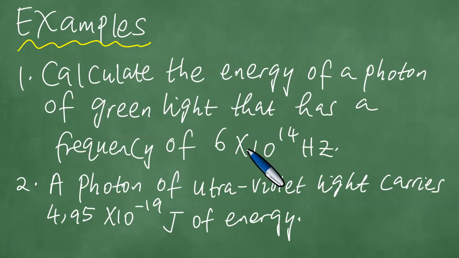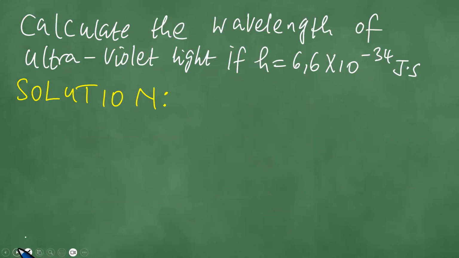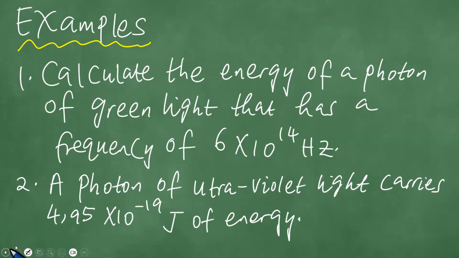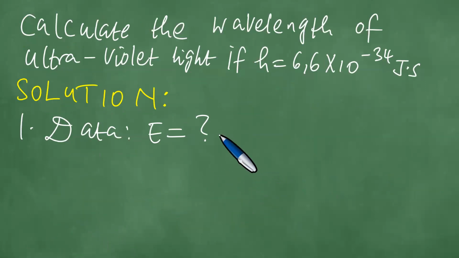Now, if you need to calculate the energy of a photon of green light that has a frequency of 6 times 10 to the 14th power hertz, we need the energy. So E equals a question mark. We look at number 1 and we write down the data. That's what we want, the energy of a photon of green light that has a frequency of this much. What is the frequency? 6 times 10 to the 14th power hertz.